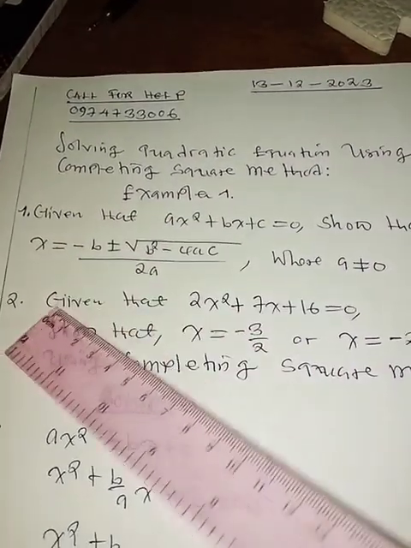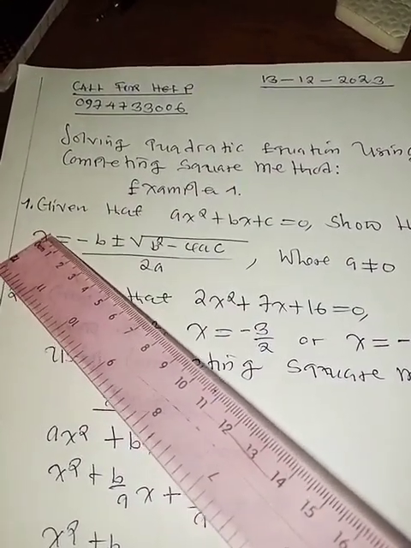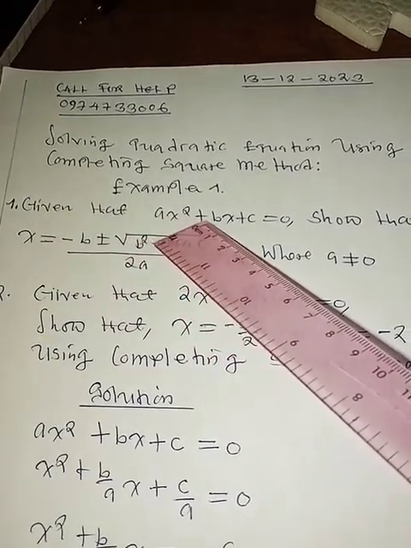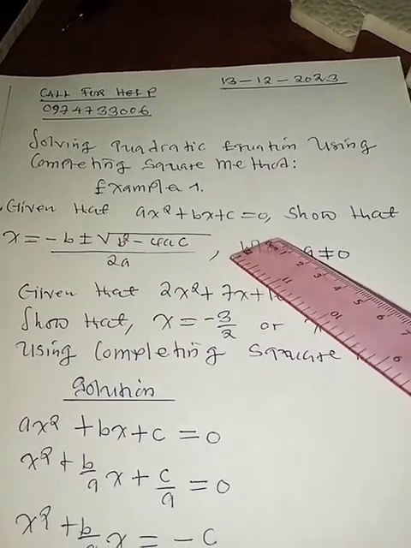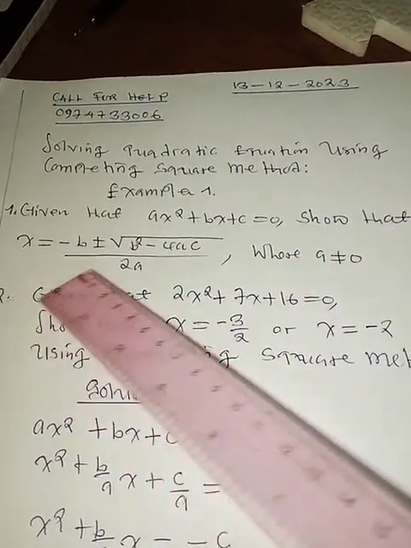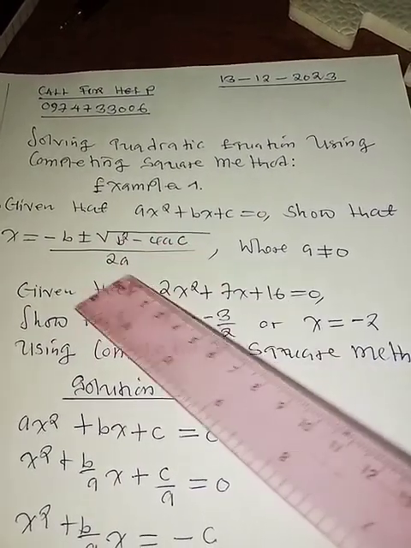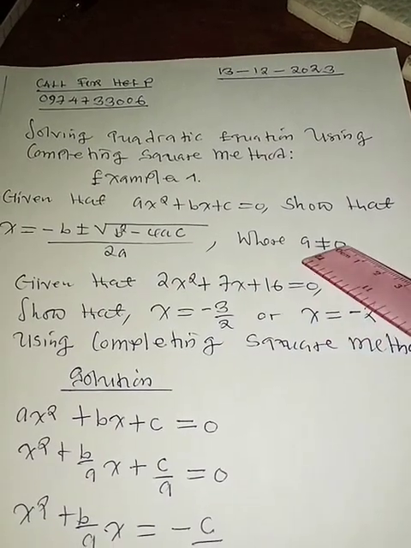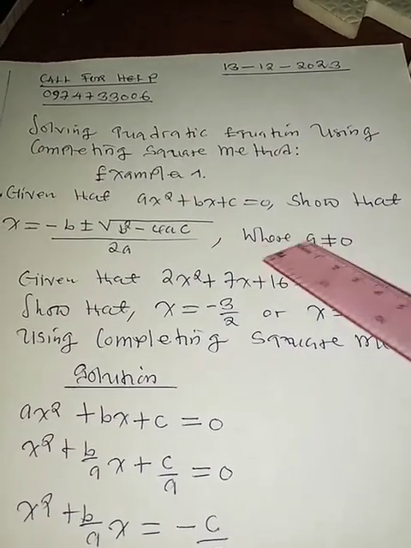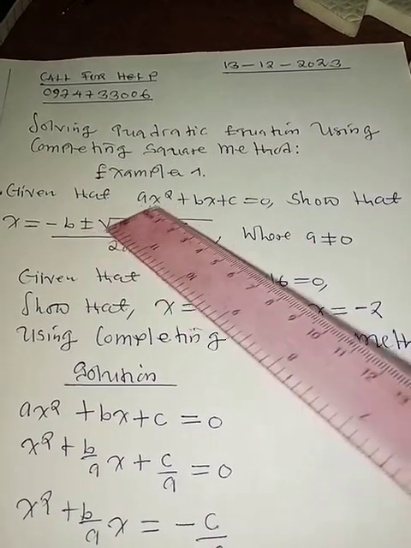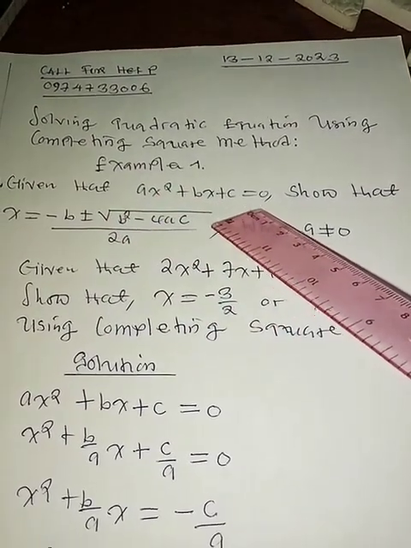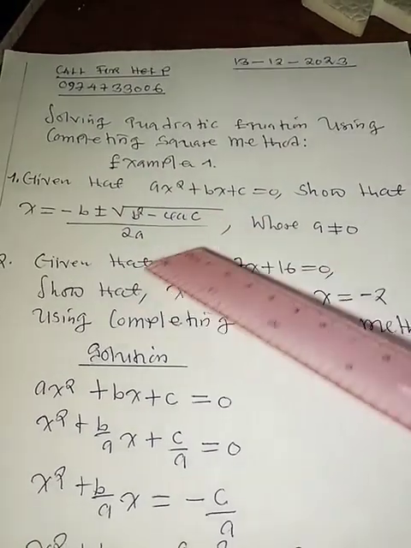Now, I'm going to start with this first question where we're saying, given that ax squared plus bx plus c is equal to 0, show that x will be equal to negative b plus or minus the square root of b squared minus 4ac over 2a, where a is not equal to 0. The reason why a is not equal to 0 is that if a is 0, this term will go and then we'll have a linear equation.